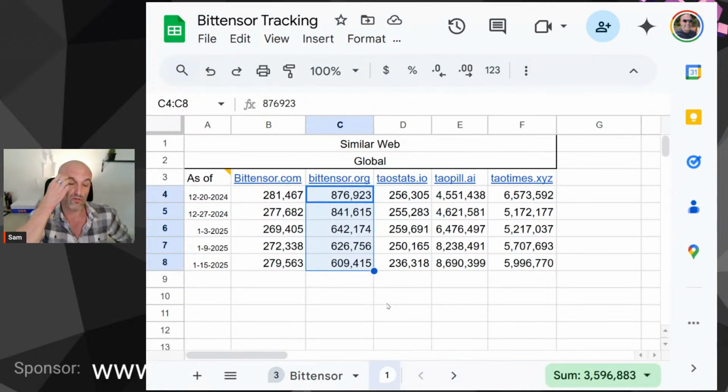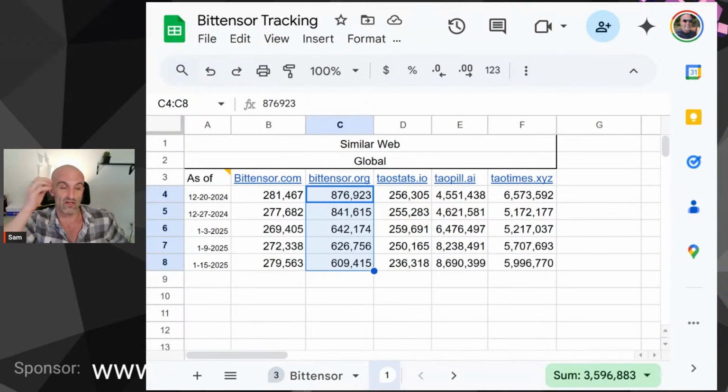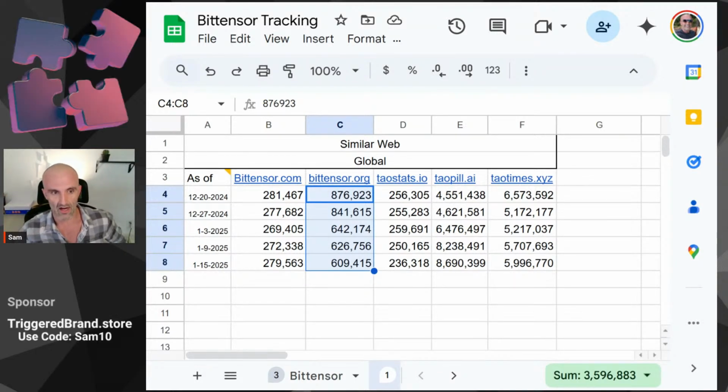These are individuals who are very interested in this, because otherwise, why would you go to Bittensor.org? The only reason you're going to go to a website is you have a deep interest in actually going there to understand what is going on.